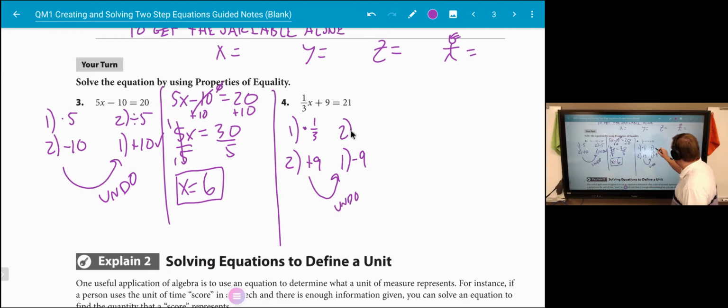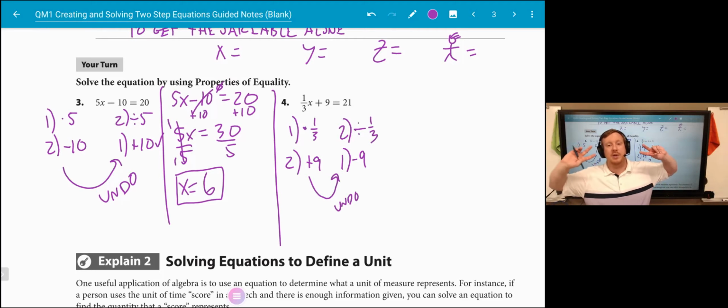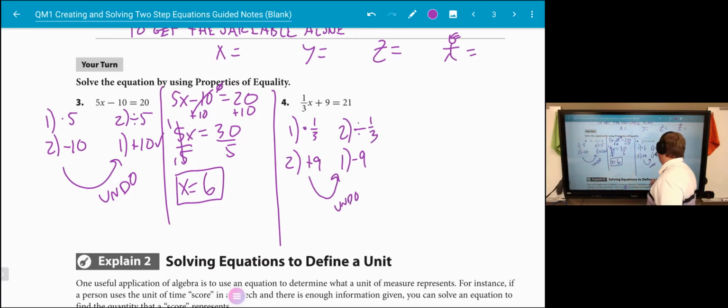And then I would need to multiply or divide by 1/3. Like we just said, when you divide by a fraction, you need to flip and multiply. So this would be multiplying by 3/1. That's just 3. Okay, let's go ahead and do this thing.